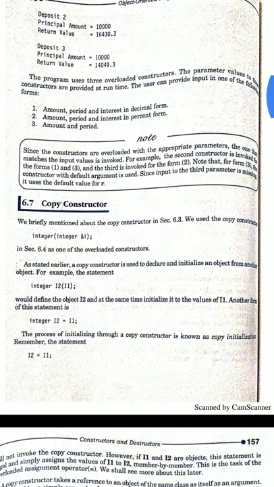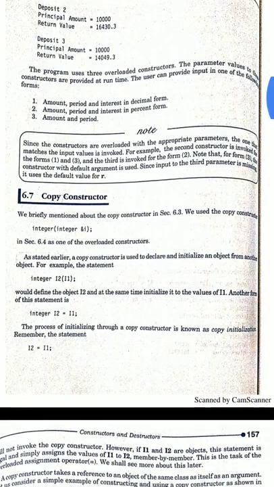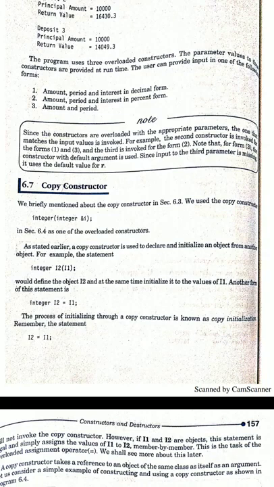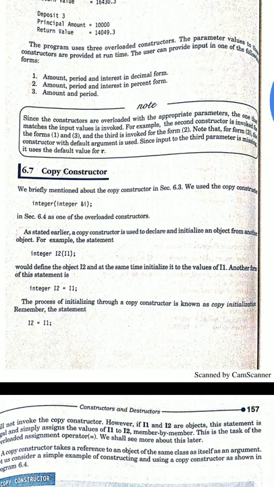In the first sentence they have mentioned we briefly mentioned the copy constructor in section 6.3. We use the copy constructor integer &I. Okay, forget about this because that is a bit confusing. Instead, just concentrate on these two statements. The first is integer I2(I1). This is one type of using the copy constructor. It would define the object I2 and at the same time initialize it to the values of I1. Okay, this is one form of statement.